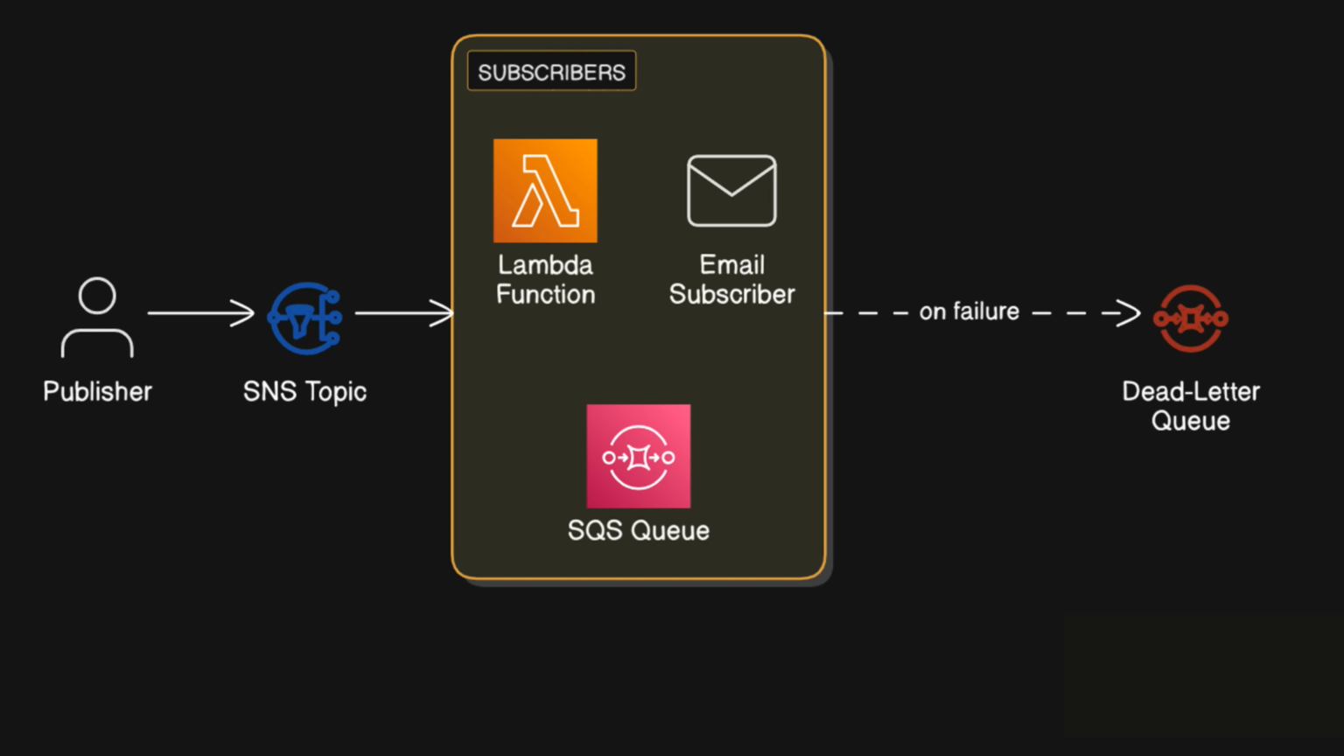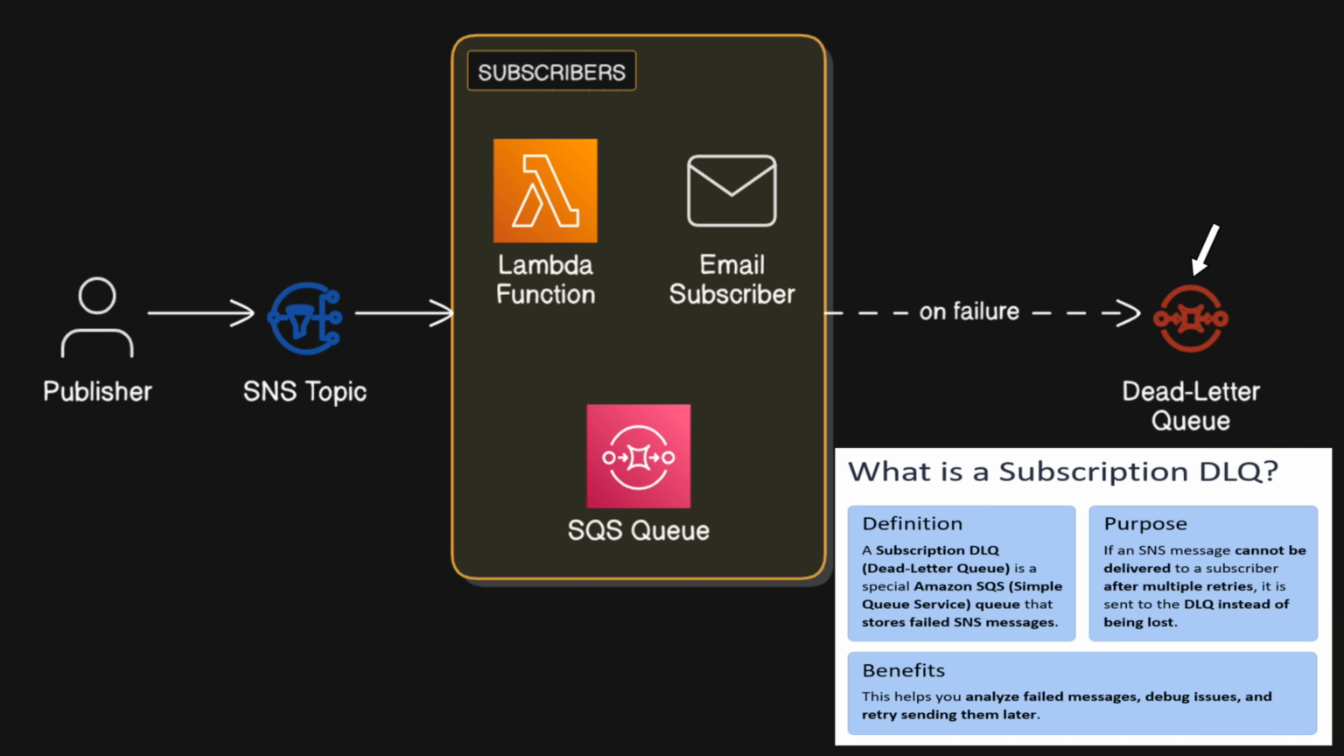In this diagram, you can see different participants: publisher, SNS topic, subscribers, and dead letter queue. What is a subscription DLQ? Subscription DLQ is a special Amazon SQS queue that stores failed SNS messages. If an SNS message cannot be delivered to the subscriber after multiple retries, it is sent to DLQ instead of being lost. This helps you to analyze failed messages, debug issues, and retry sending them later.